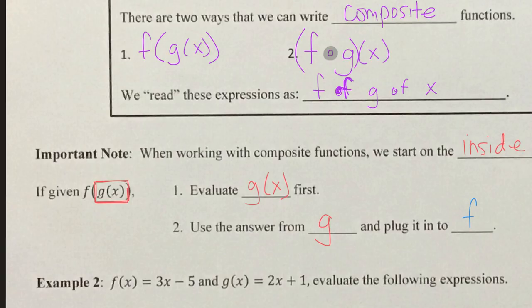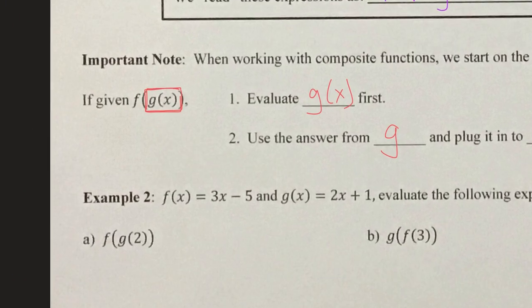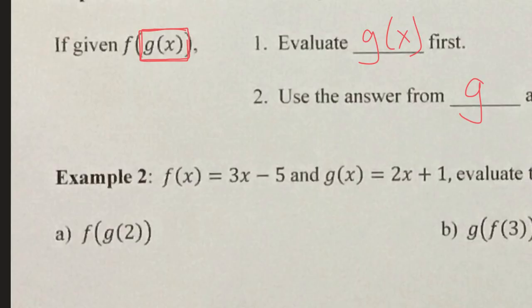Okay? So we evaluate the g function first, and then we use that answer to give us a second answer, and potentially a third answer if we are so inclined. Okay, so let's do some of these. Here we have two functions. We're calling the first one f and the second one g. And we want to evaluate f of g of 2.